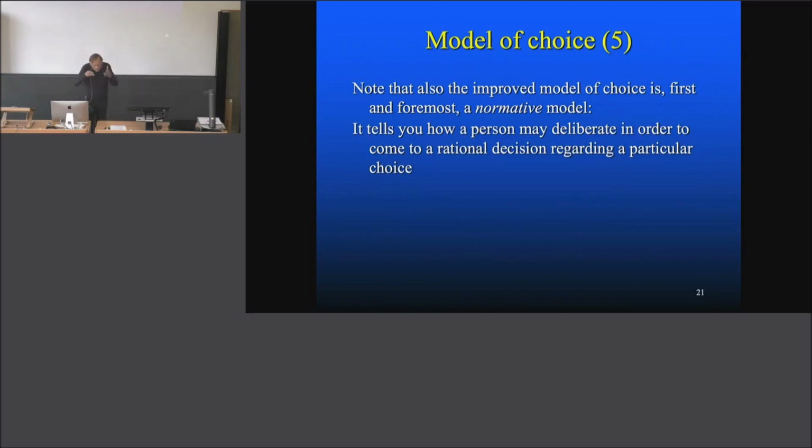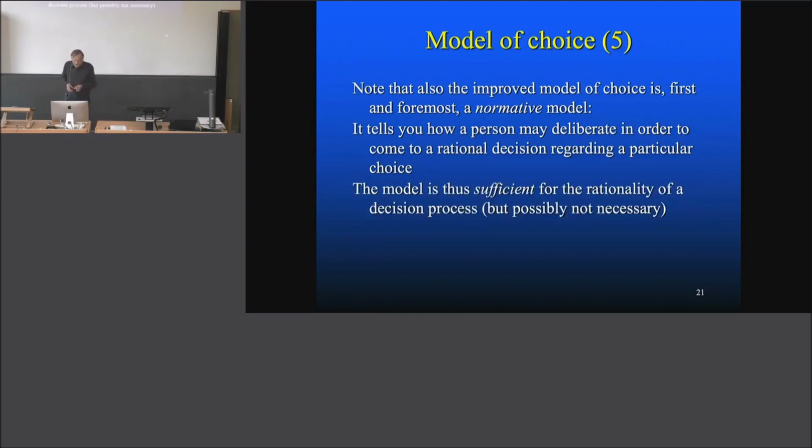It's just spelling out what aspects of actions are. It's the properties of the actions themselves, that you sit in the plane and you burn the kerosene, right? And the other is consequences of action that happen perhaps half a year later, right? Okay. Some people evaluate them. They are just part of the evaluation. Okay. So this model of choice is, first of all, a normative model. It tells you how a person may deliberate in order to come to a rational decision. The model is just sufficient for the rationality of a decision process. Possibly not necessary. You may do this reasoning process in a different order or with different aspects, but it's certainly something which tells you what is sufficient for the rationality of a decision process.